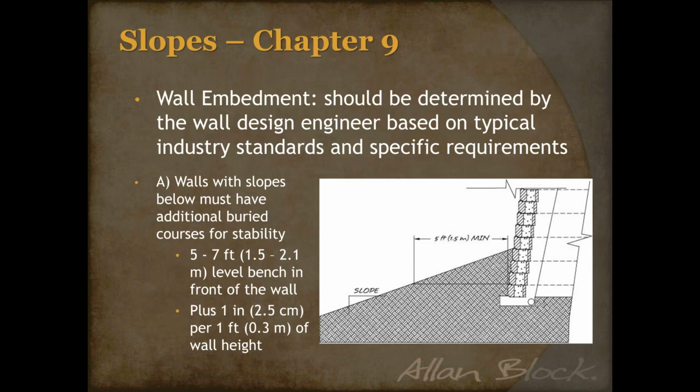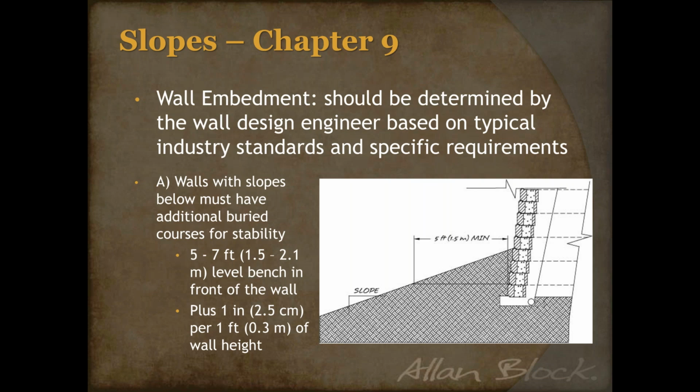So starting in chapter 9, you have a slope below the wall. We're going to really have to talk about the wall embedment. Standard wall embedment, if you had a flat level grade below the wall, is 1 inch per foot of wall height embedded. With a slope below the wall, you are missing most of that soil, so now you have to embed a little bit more so you can prevent any undermining, and also assure proper stability of that soil. So what we recommend, or what local ordinances have recommended, is at least a 5 to 7 foot minimum bench from the toe of the wall to the crest of the slope.